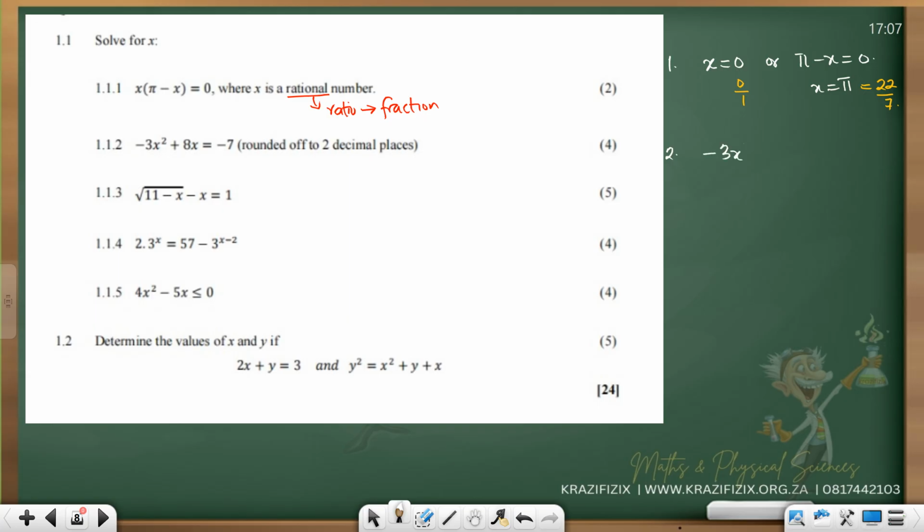We start by saying negative 3x squared plus 8x plus 7. All right, since I see 2 decimal places, I know x equals minus b plus or minus the square root of b squared minus 4ac, over 2a. Please let's have the habit of putting that in brackets. You want to give me an answer?